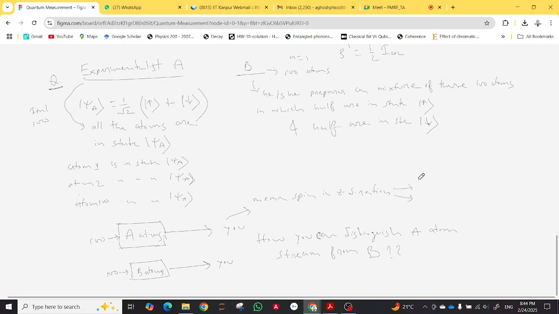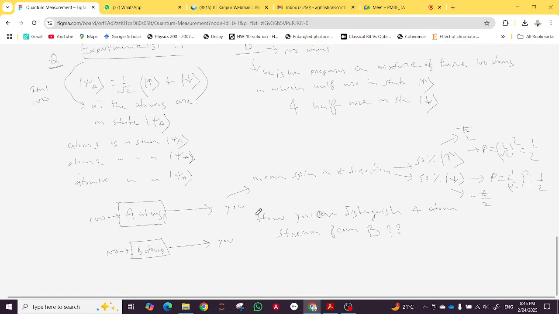You will get 50% of the time up and 50% of the time down, right? Because you look at the state, so the probability of the up state is 1 by root 2 squared, that means half, and here also the coefficient is 1 by root 2, right? Both in up and down, right? So the probability is the same. So this is also 1 by root 2 squared, that means half. So if you measure spin in z direction here in A atoms, you will end up getting half of the time up spin, half of the time down spin. Like up spin means you will measure h cut by 2 half of the time, minus h cut by 2 half of the time, right? If this is a spin half particle, assuming these are spin half particles, so this is the thing.